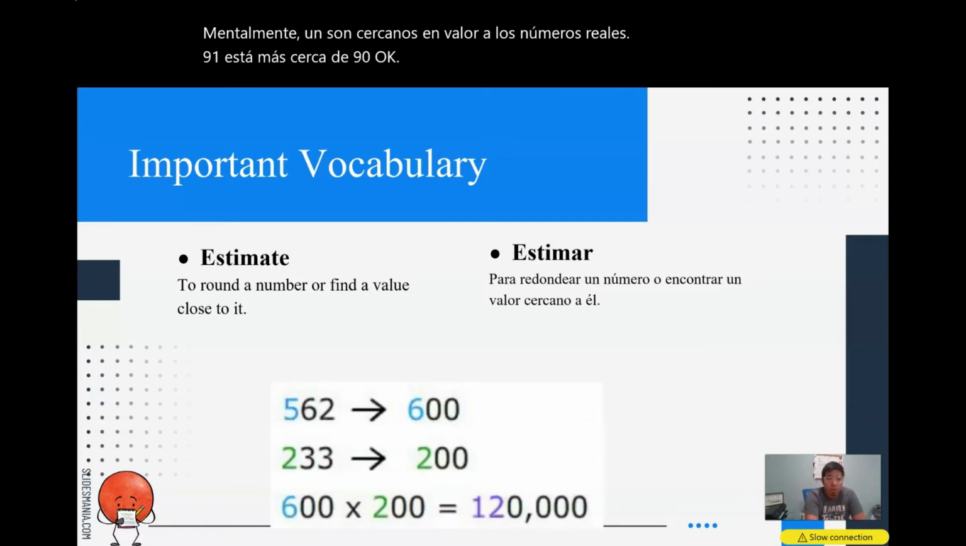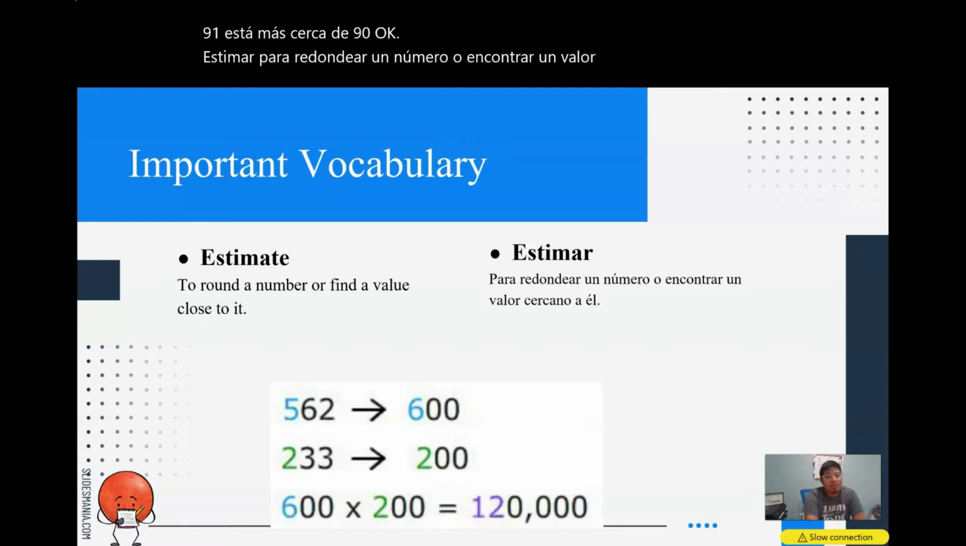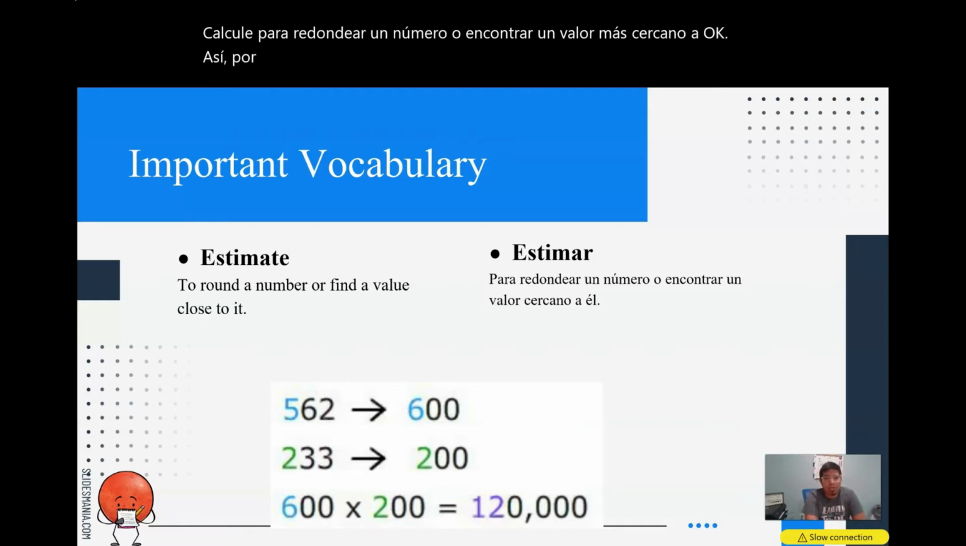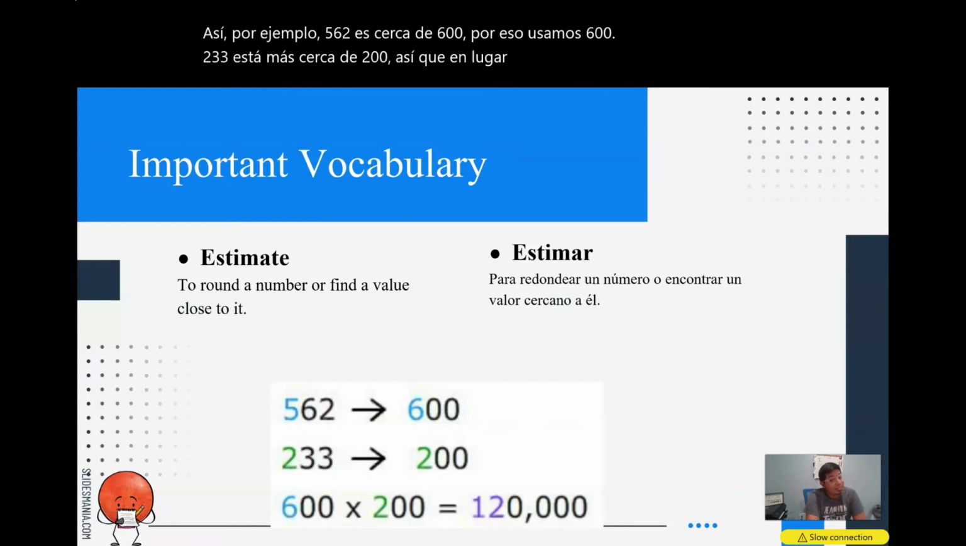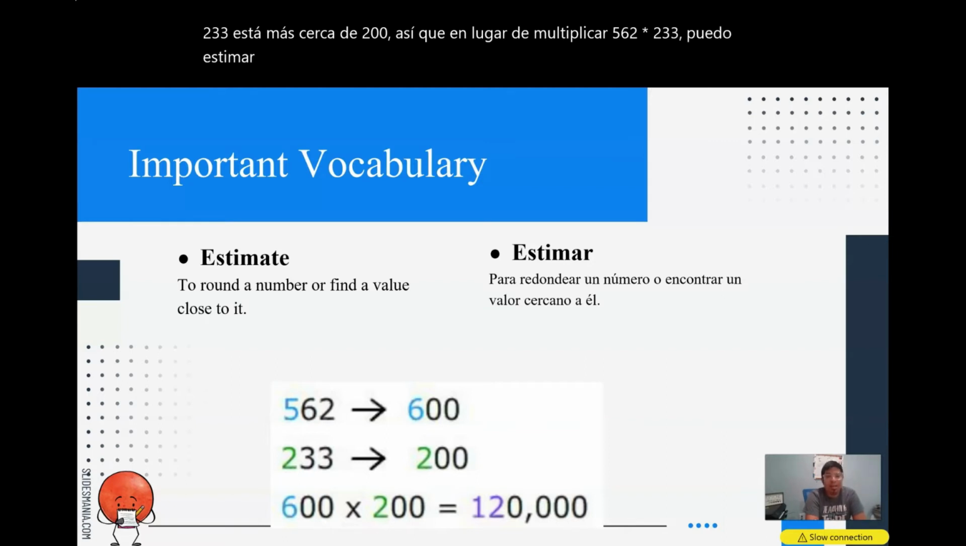Estimate. To round a number or find a value close to it, okay? So, for an example, 562 is close to 600, so that's why we use 600. 233 is closer to 200, so instead of multiplying 562 times 233, I can estimate and multiply 600 times 200 and use power of 10 properties and get 120,000, okay?